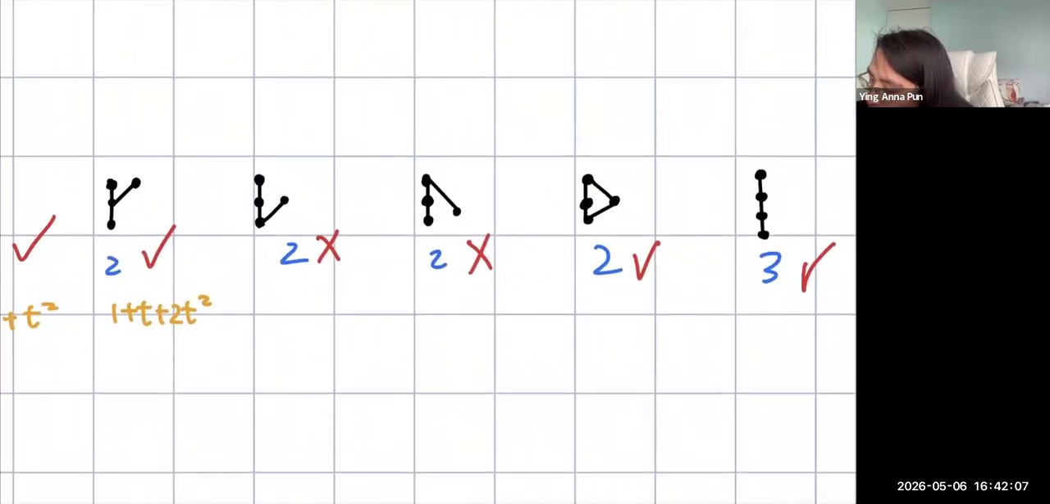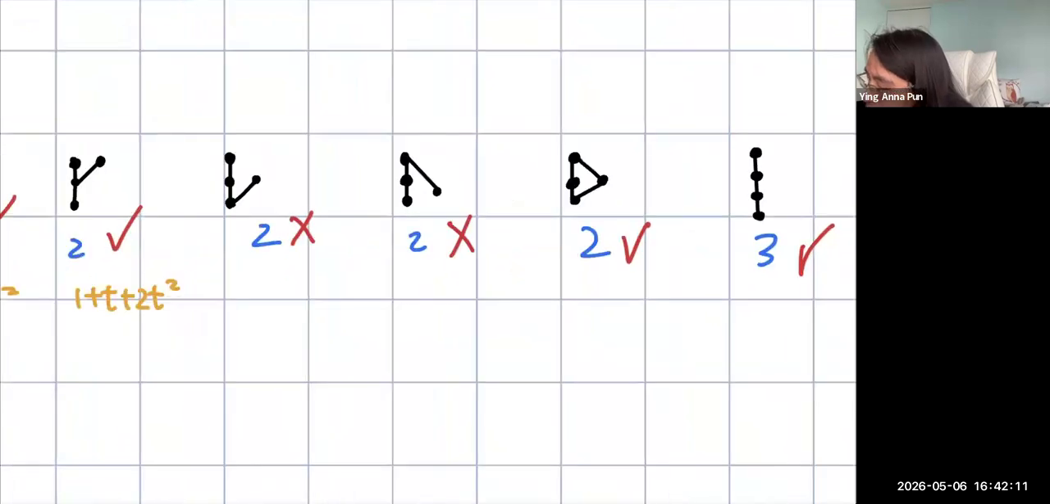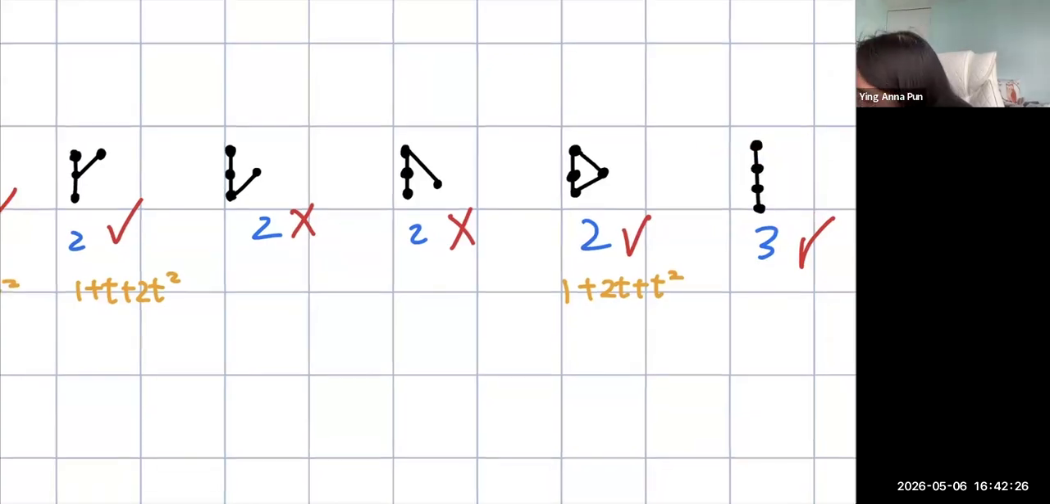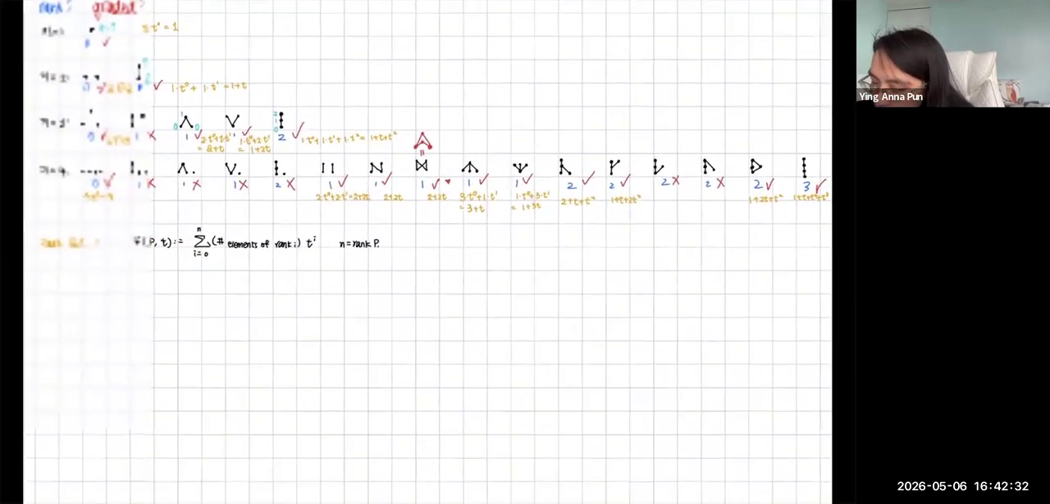And then the next 2 are not graded, and only these 2 are graded, the last 2. So here you can see 1 plus 2t plus t squared. So 1 plus 2t plus t squared. The other one is 1 plus t squared plus t cubed. Right. So that's how you find the rank generating function.